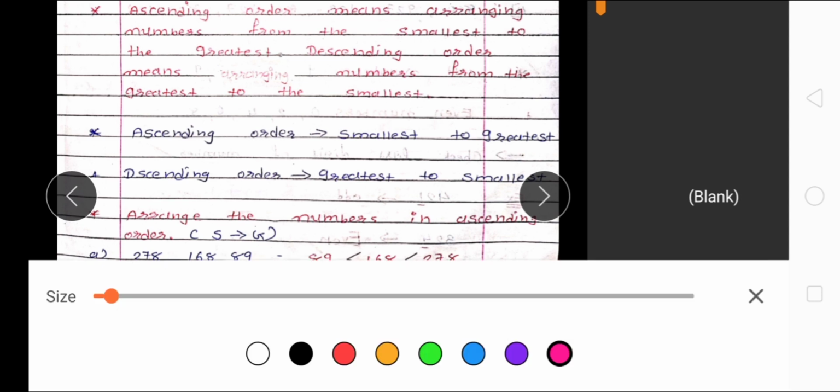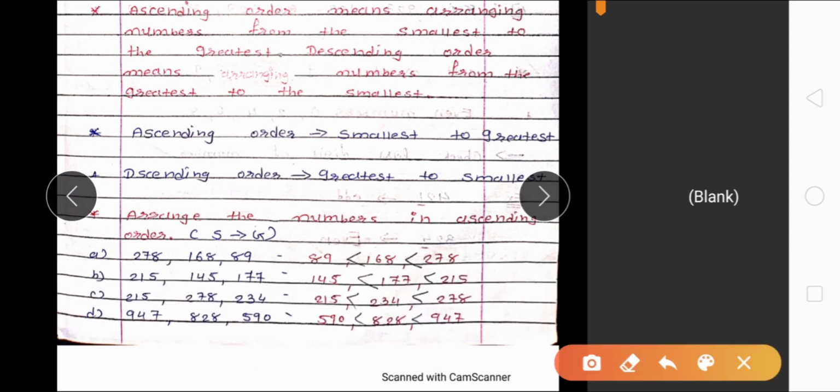Now next, 215, 145 and 177. In 145 and 177, both the numbers have 1 in the hundreds place. Now you have to check the ones place in both the numbers. There 5 is in the ones place and there 7 is in the ones place. So you can see 5 is smaller than 7. So 145 is smallest.